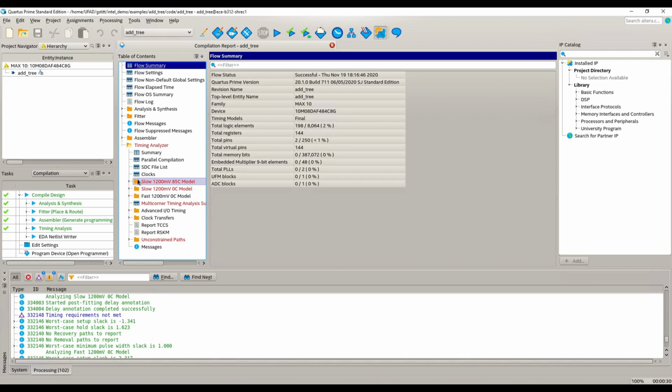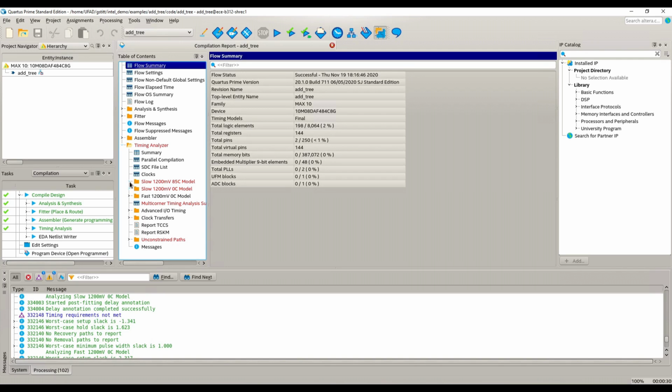What these are is different variations, different models of the FPGA we're working with. So you have different speed grades, and so here you have a slow and fast model. You also have different operating conditions, so different temperatures. So this would be a high temperature model, these would be low temperature models. And you'll see two of the three models are red because they did not meet all the timing constraints.